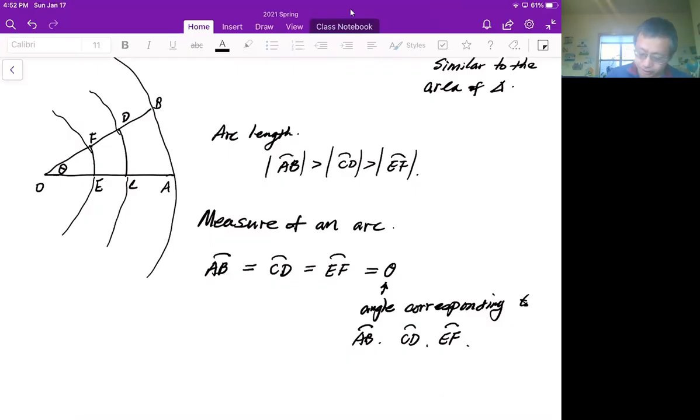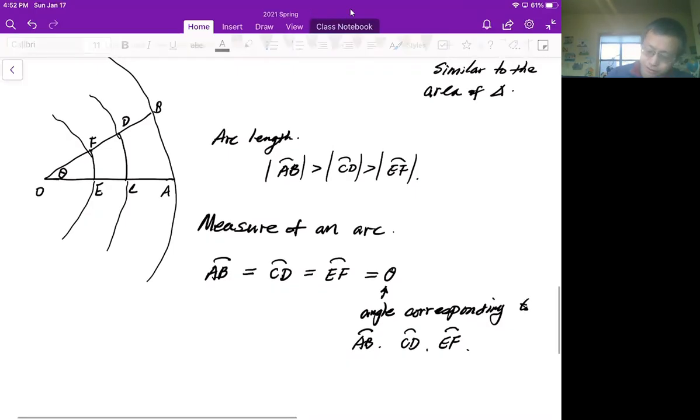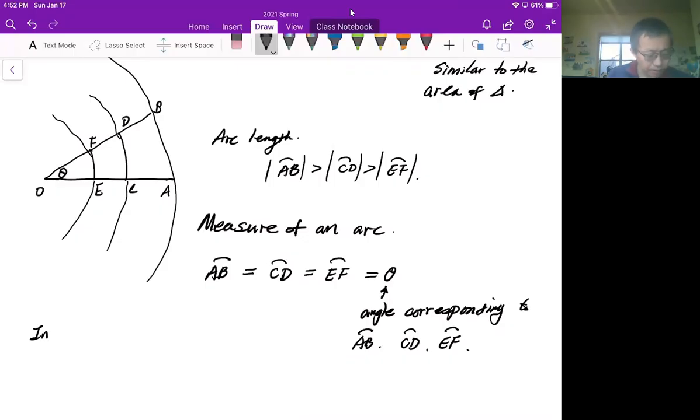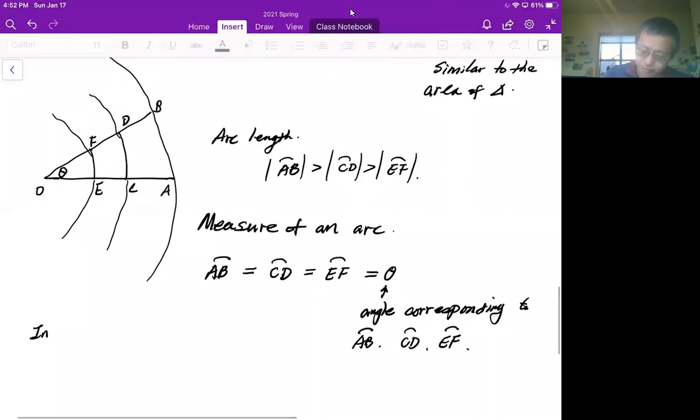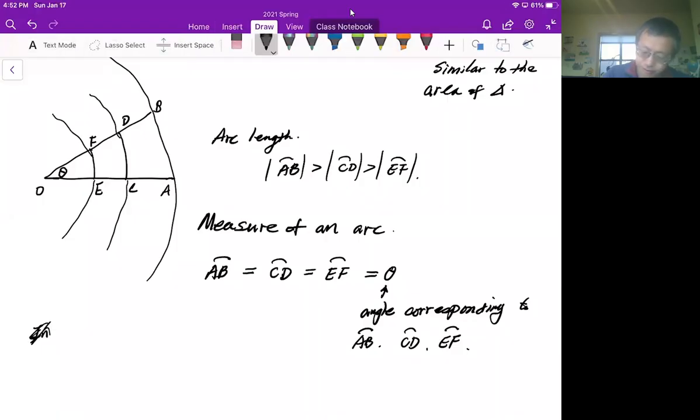Okay, so in particular, let's see. Oh, wait a second. I need to introduce a theorem here. I need to show you something.